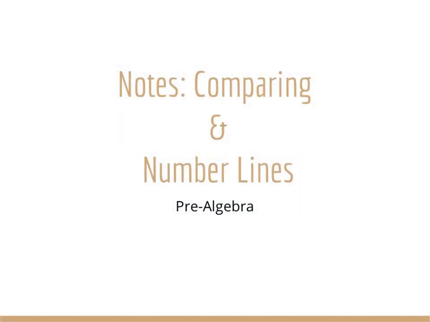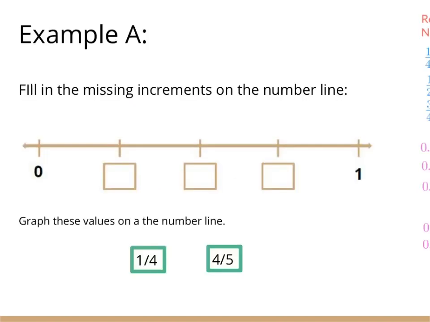So here we are talking about comparing in number lines. We're going to start off by taking a look at example A. Here we are at example A, and it wants us to graph these values on the number line, 1/4 and 4/5. We have a little bit of a problem with our number line. Our number line goes from 0 to 1, and we have a whole bunch of spaces there. We don't really know the different measurements of this number line, so we're not really sure where we could put 1/4 or 4/5. So we're going to have to figure out what these measurements are before we can put these numbers on the number line.